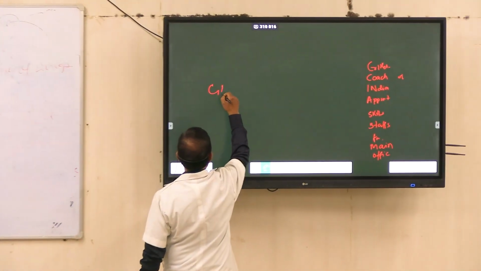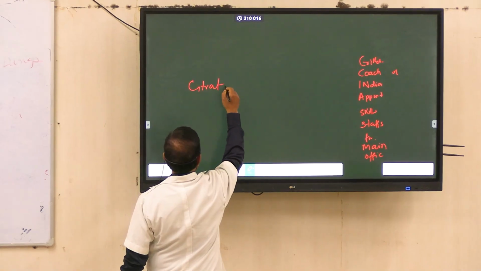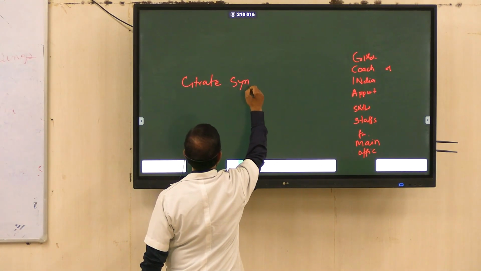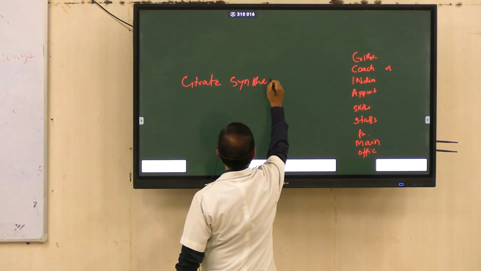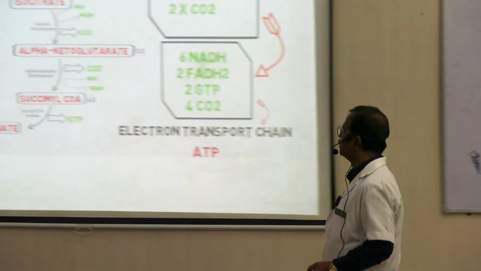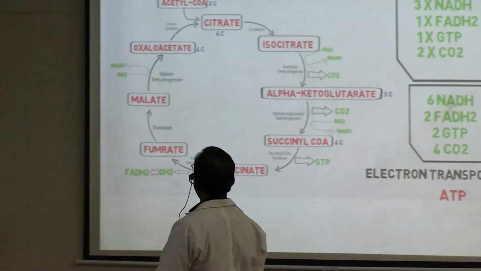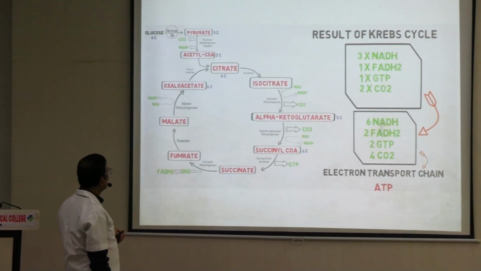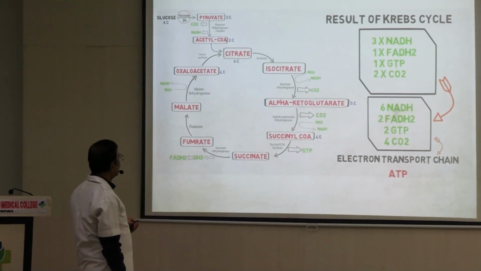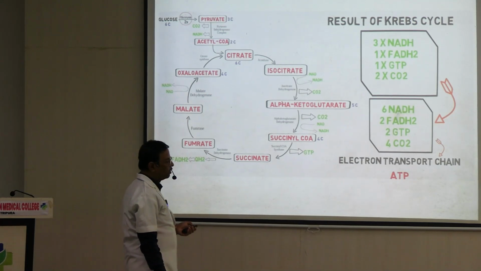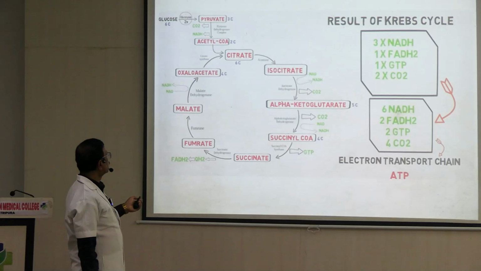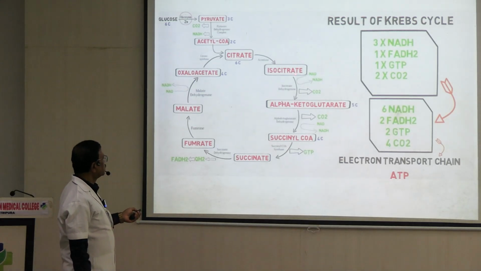The first enzyme is citrate synthase. Now citrate synthase will produce citrate, which is a 6-carbon compound. From citrate, alpha-ketoglutarate will be synthesized by aconitase. This is a two-step reaction. In between, isocitrate is formed.